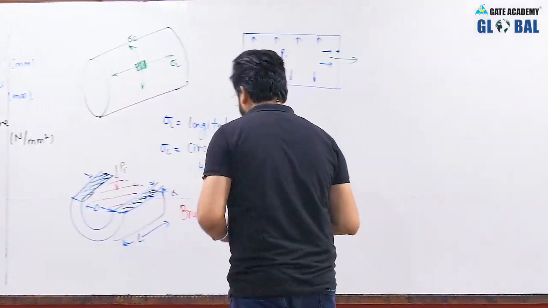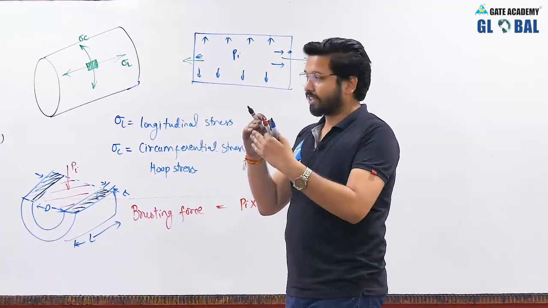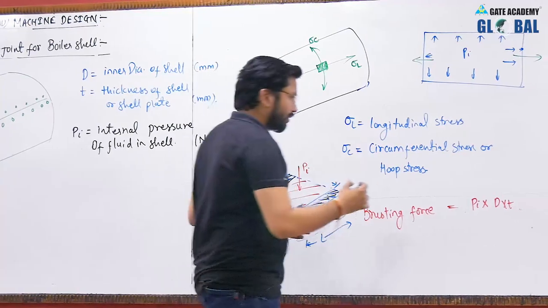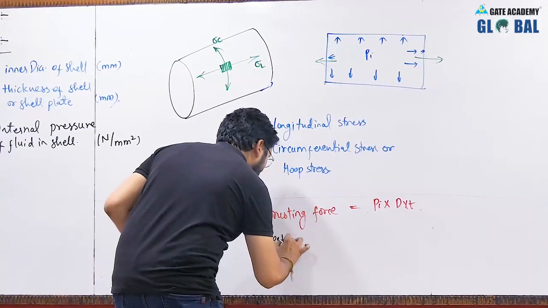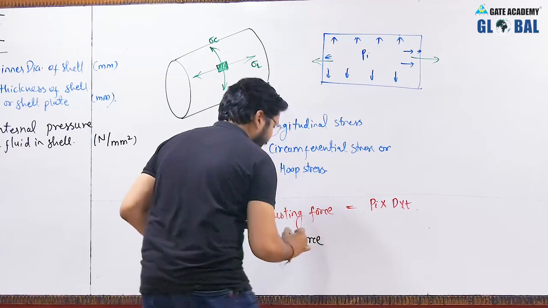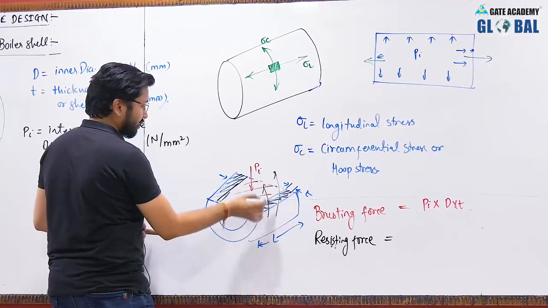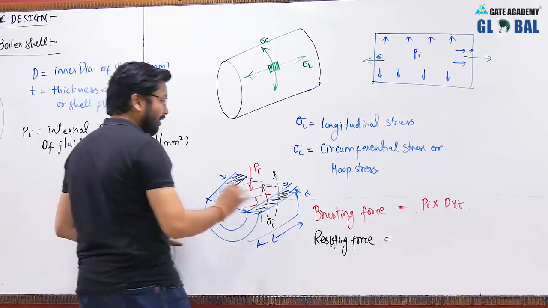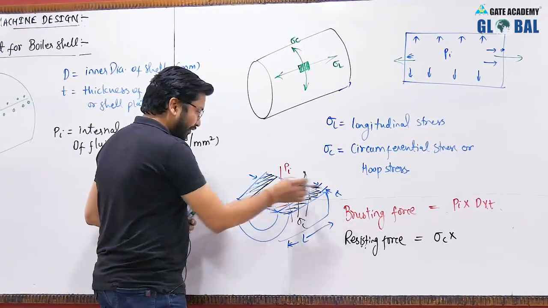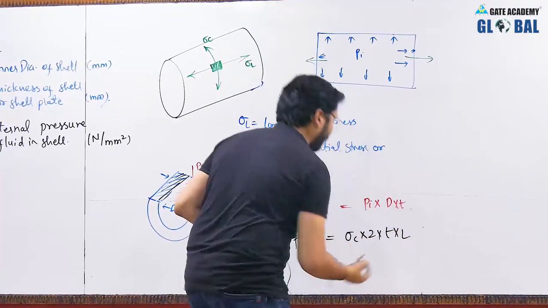This resisting force can be calculated by the formula of stress. Stress is resisting force per unit area, so the resisting force will be stress into the area. The resisting force will be equal to stress, and this stress is the circumferential stress, sigma c, acting in the circumferential direction. So sigma c into area. The area is T into L, and here we have two rectangles, so two into T into L.